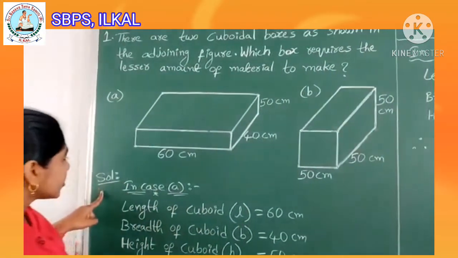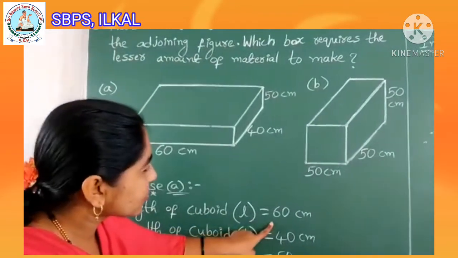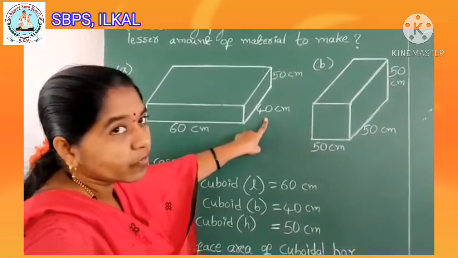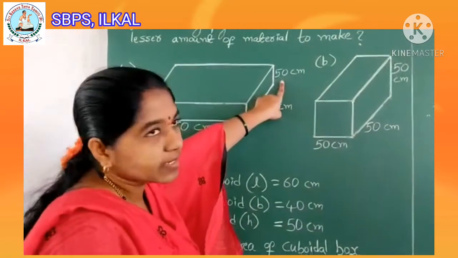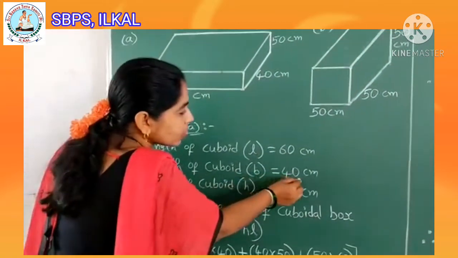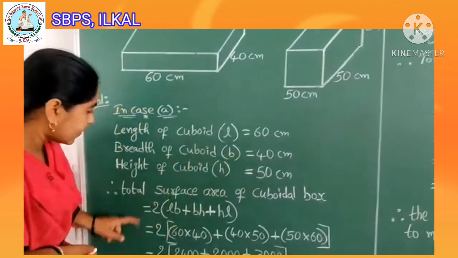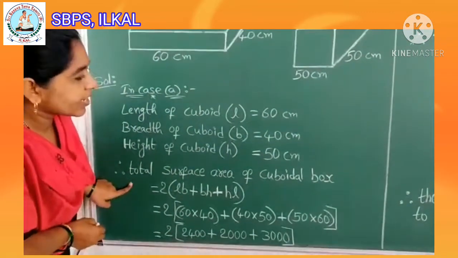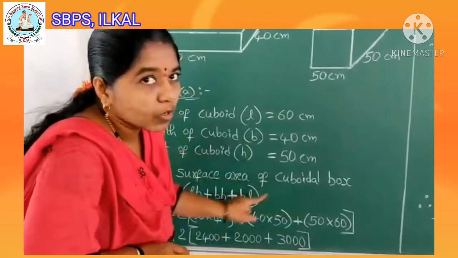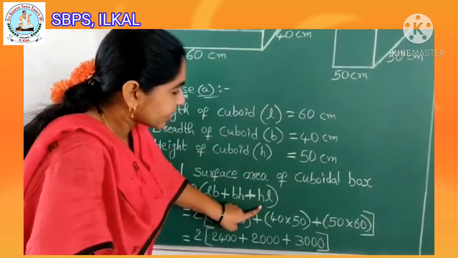Solution. In case A, length of cuboid L is equal to 60 cm. Here, observe, this is 60 cm length, breadth 40 cm and height 50 cm. Breadth of cuboid B is equal to 40 cm, height of cuboid H is equal to 50 cm. We know that total surface area of a cuboid, that is total surface area of the cuboidal box here, is equal to 2 into LB plus BH plus HL.